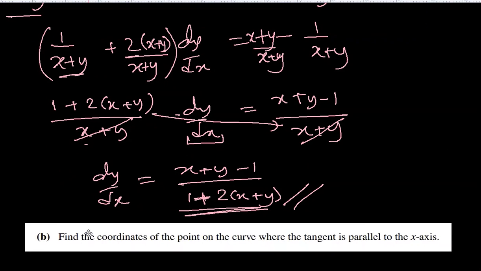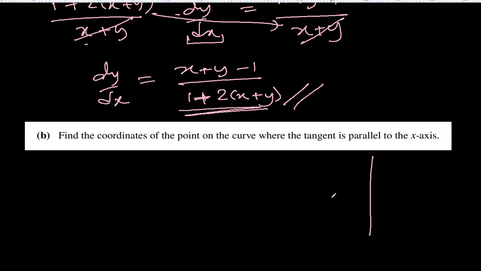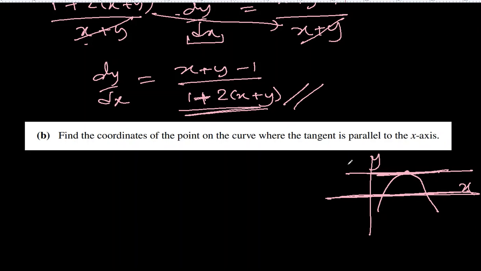There's one more part to this. Find the coordinates of the point on the curve where the tangent is parallel to the x-axis. Okay, so this is the y-axis, this is the x-axis, and parallel to the x-axis means a horizontal line. A tangent that is a horizontal line means they are talking about a stationary point. Only at the stationary point do you have a tangent which is a horizontal line. The gradient of a tangent at that point is 0.